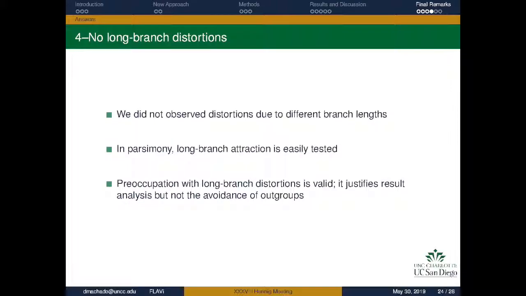We did not observe distortions due to the different branch lengths. We argue that long-branch distortions, such as long-branch attraction in parsimony, are easy to test by systematically removing long branches and analyzing their effects, which can be done using protocols such as the ones we applied in this work. As a final remark, we argue that preoccupation with long-branch distortions is valid. It justifies result analysis, but it does not justify the avoidance of outgroups.